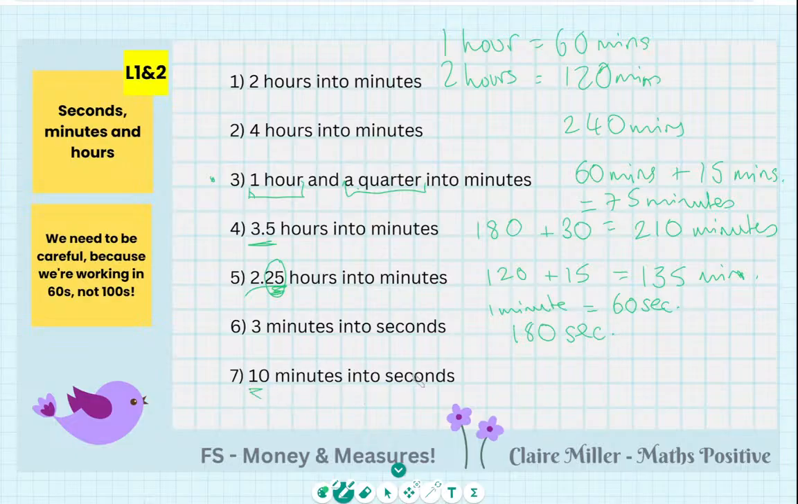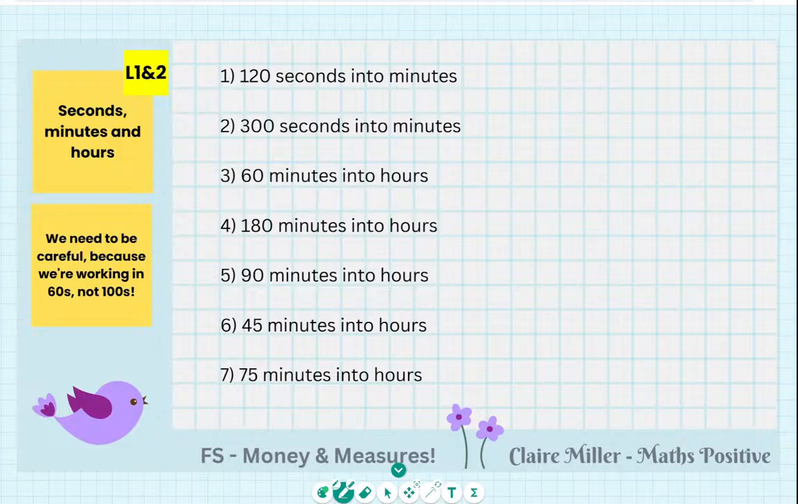So make sure you're confident with that. 10 minutes into seconds. Well, if 1 minute is 60 seconds, 10 minutes is going to be 10 lots of 60 seconds. So that's going to be 600 seconds. Wow. Brilliant. So hopefully if you follow these methods, you're not going to get caught out by the 60s, right?